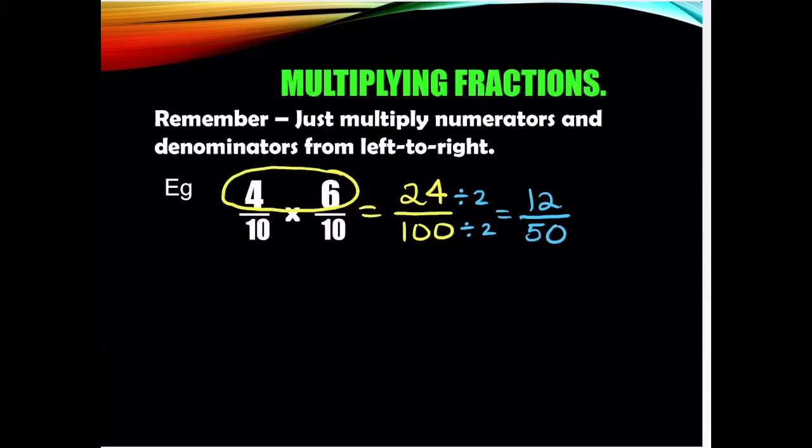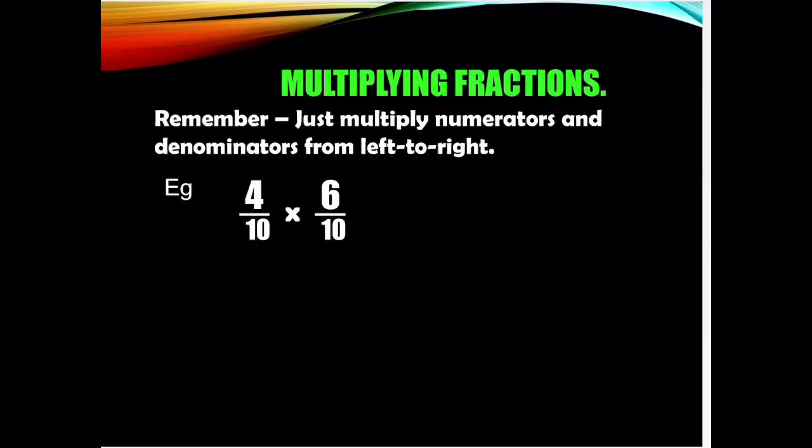And the only drawback to not using the GCF is that sometimes it takes several steps to get it into lowest terms. So again, we can keep dividing by 2 here, and 12 divided by 2 is 6, and 50 divided by 2 is 25. And then we're through, because 6 and 25 do not have any common factors. So that's your answer in simplest form right there, 6 over 25.